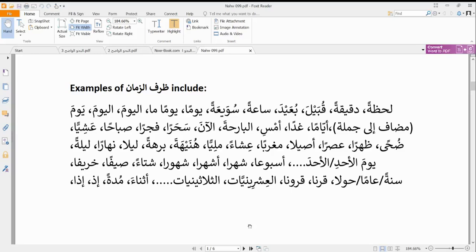Laylata, which means a night, maybe when we are talking about a specific night, for example, Laylat al-Qadr. If I say sallaytu laylata al-Qadr, I prayed on Laylat al-Qadr. I say sallaytu laylatan, I prayed for one night. Yawm al-Ahad, this is Sunday, so days of the week. They are also zuruf zaman, because they tell us the time when something happened.